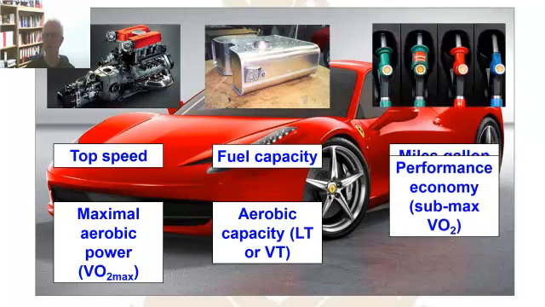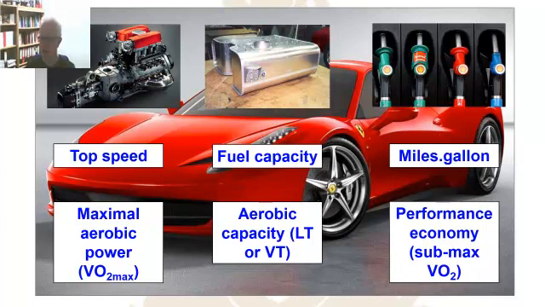And then finally, something we've looked at in previous podcasts, miles per gallon, is performance economy, the submaximal VO2 response. So when we talk about miles per gallon in a car, we're referring to the miles that can be done for a gallon of fuel at a fixed speed. When we refer to the economy of an athlete, we refer to the submaximal VO2 response at a fixed speed or a fixed workload. These are the holy trinity of endurance physiology. The top end aerobic capability, the fuel tank, that is the lactate turn point, the aerobic capacity, and then the performance VO2, the submaximal cost of doing work.